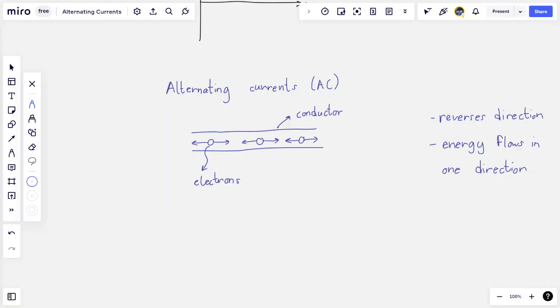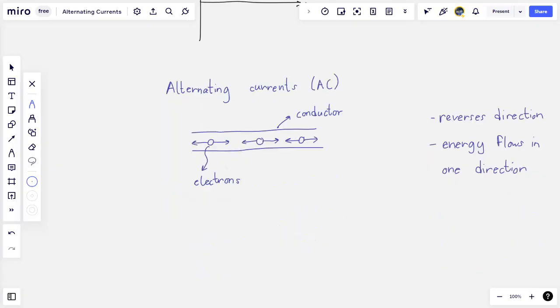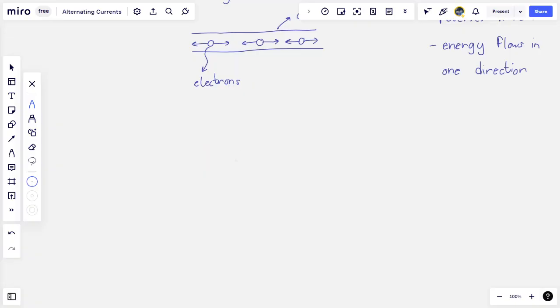So thankfully the energy still flows in one direction, from the substation to your home. Now if I were to plot a graph of current versus time, it's going to look a lot different from the graph we've drawn before, because the current is constantly changing direction. And so let me sketch a simple graph of current versus time for an AC current. Now, since the current is changing direction, I have to make sure that there's a negative axis.